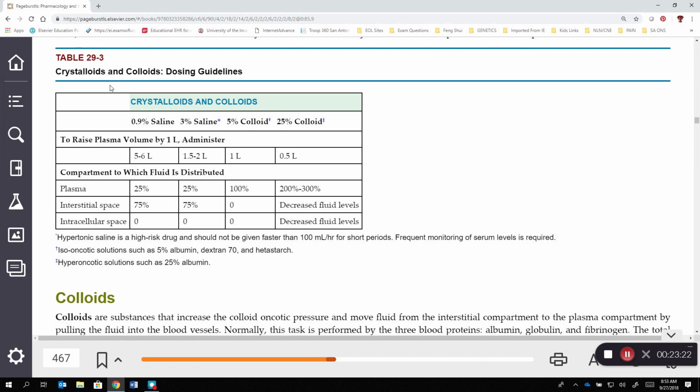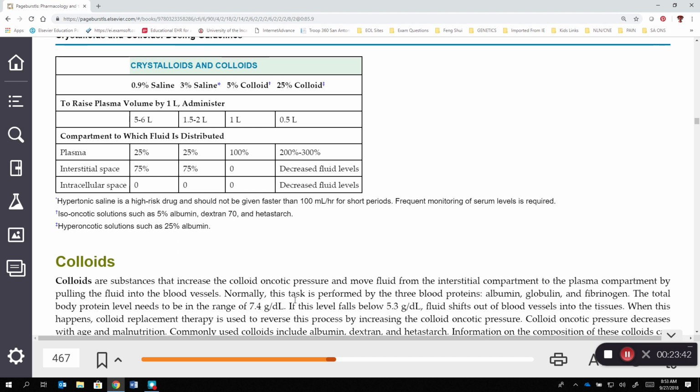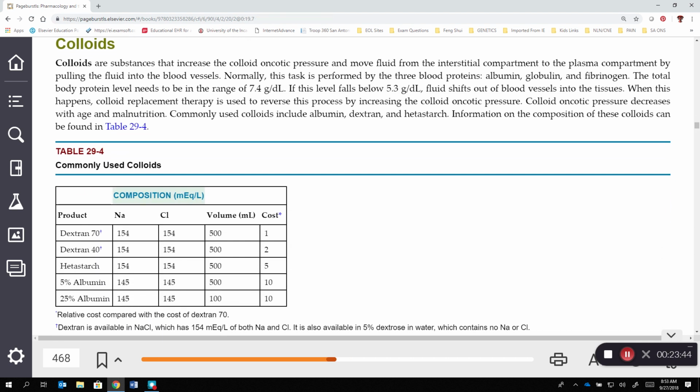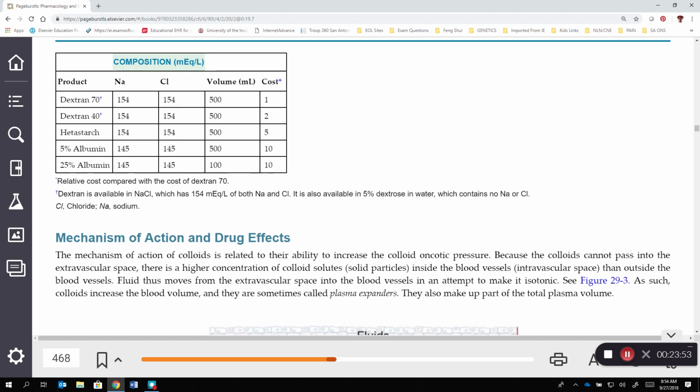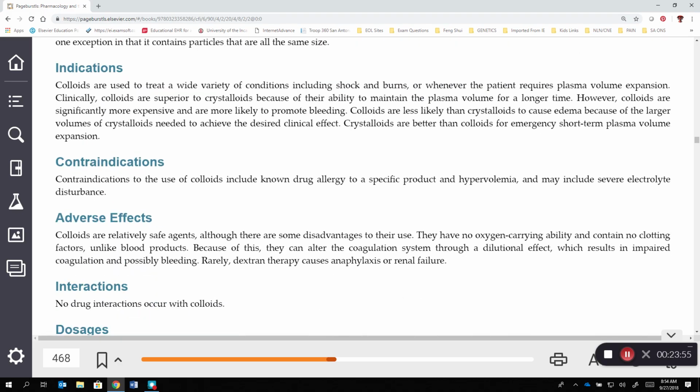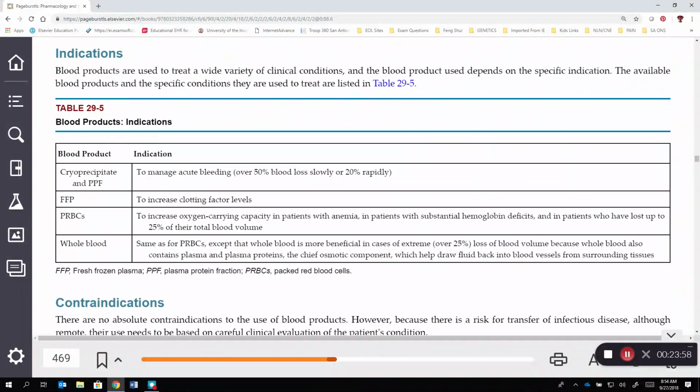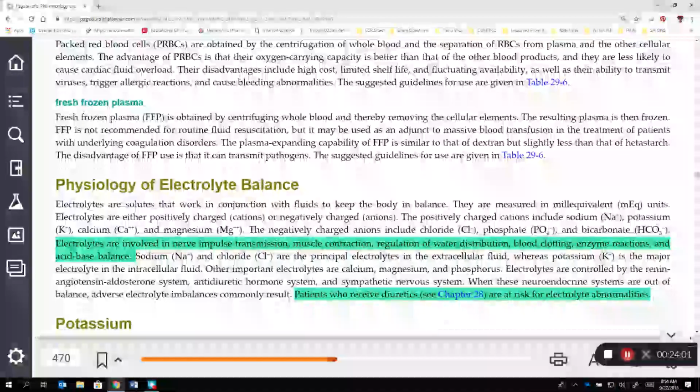Table 29.3 looks at dosing guidelines for crystalloids and colloids. I am not going to ask you how much plasma volume is increased by a liter of normal saline. This is just something you can look at to see how that is affected based on the different percentages there. This next section covers colloids, and those different products are dextran, hetastarch, and albumin, and then it'll go into blood. We're not going into colloids right now. There are blood products, and I'm coming down past the blood products.